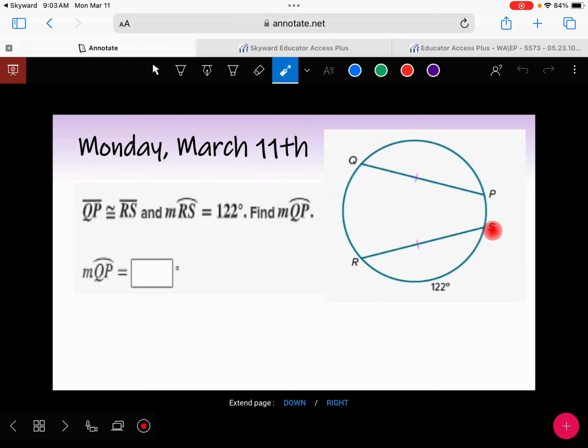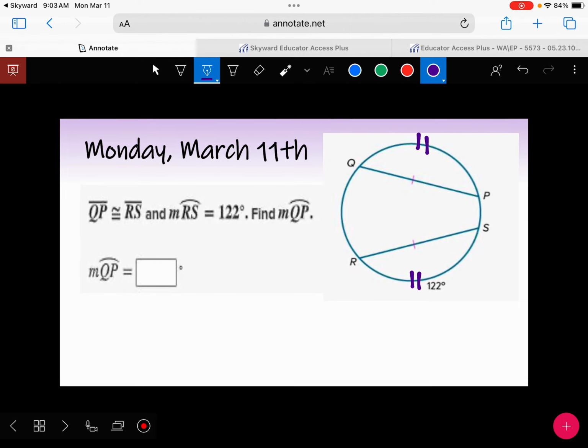I know that these two are congruent? How do I know these are congruent? Do you know that this little symbol means equal? Because they both have a line, that means this length and this length are equal. And because they're equal, these two are also equal. So if RS is 122, then PQ is also 122.